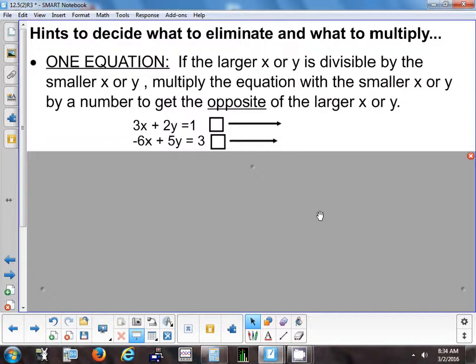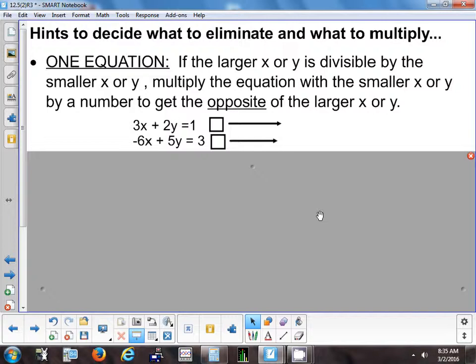is one of those divisible by the other? Zach, do you agree? 3 and 6, is one of those divisible by the other? Yes. How about 2 and 5? Can 2 go into 5 evenly? No. So our option is going to be 3 can go into 6.